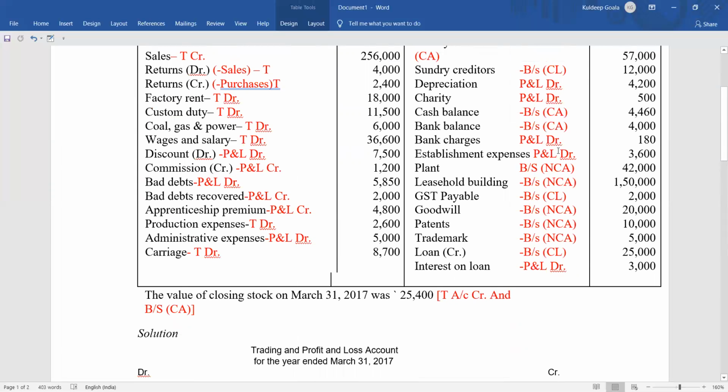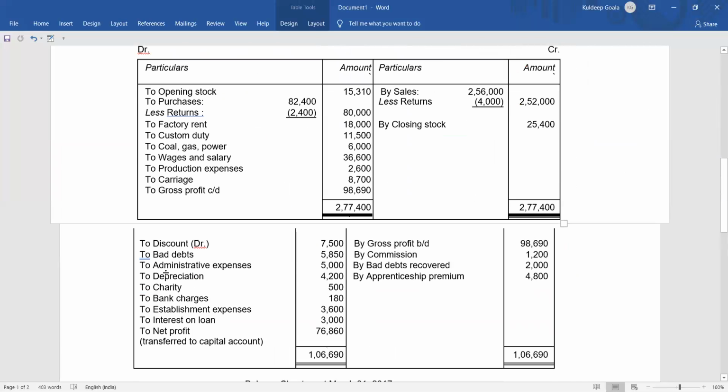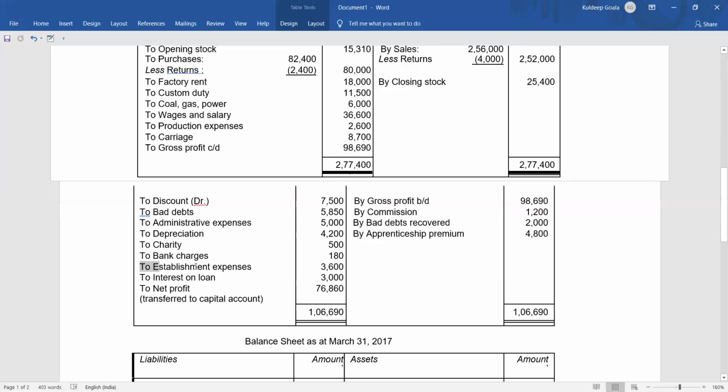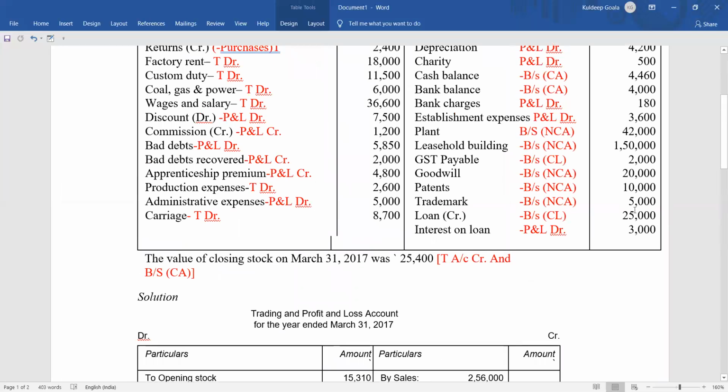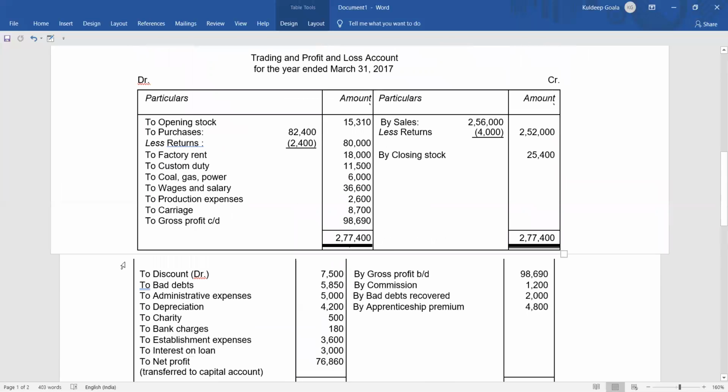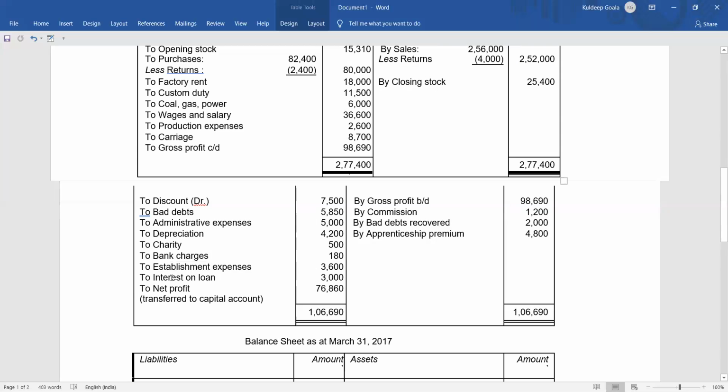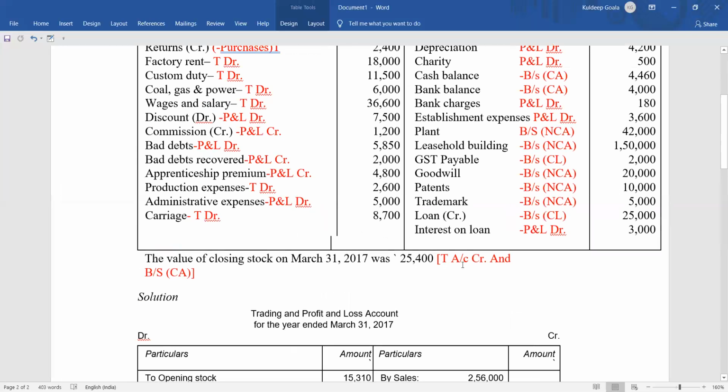After that bank charges, we have got establishment expenses of 3,600. That also will come here. Two establishment expenses, 3,600. What else is there after this 3,600? Let's see where is the profit and loss account. At last, we have got interest on loan of 3,000. This will also come into profit and loss debit side as two interest on loan 3,000 rupees. Clear? Now we can see all the items are over.